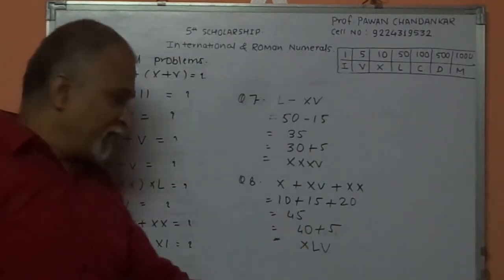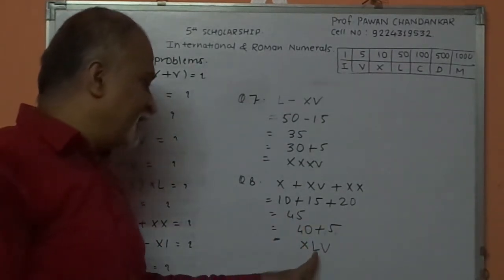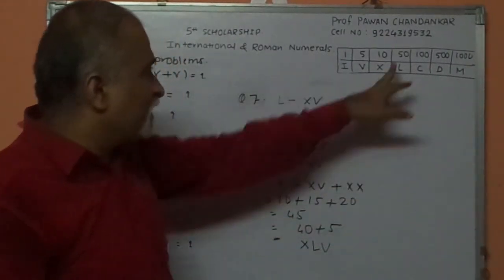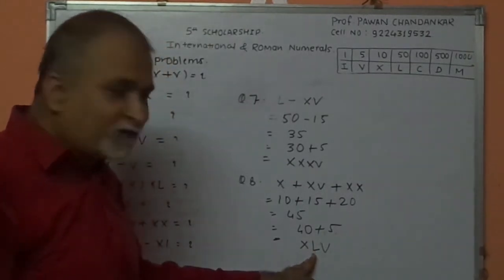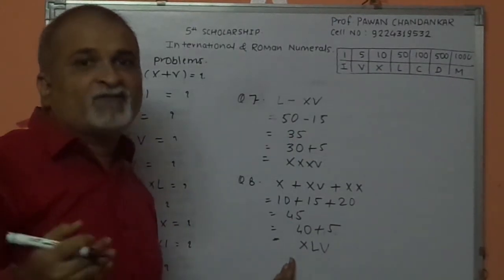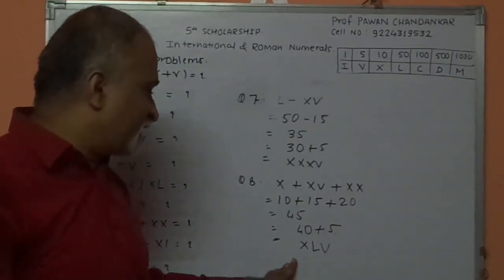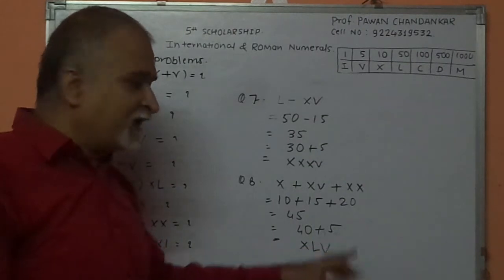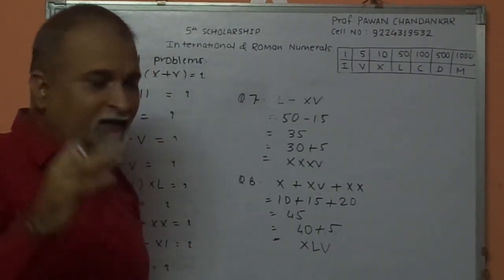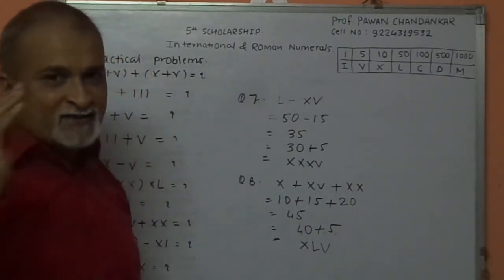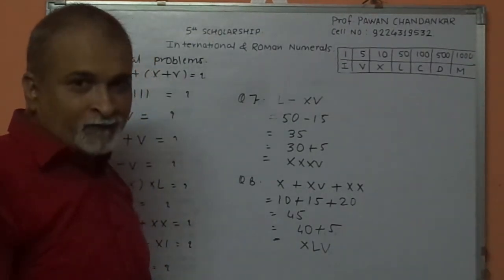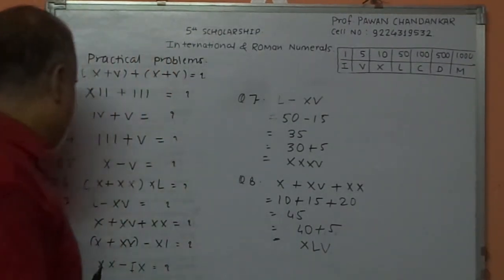Once again I would like to tell. See, first of all what I did, I wrote letter L, which I wrote for 50, and to the left of L I wrote X, means 10 will get subtracted from 50. So 50 minus 10 will give you 40, and again to the right of L I wrote 5. It means that in this answer 40 I have to add 5, which gives me 45. So 45 is represented by XLV. Understood, students? Let us try to understand the next question now.